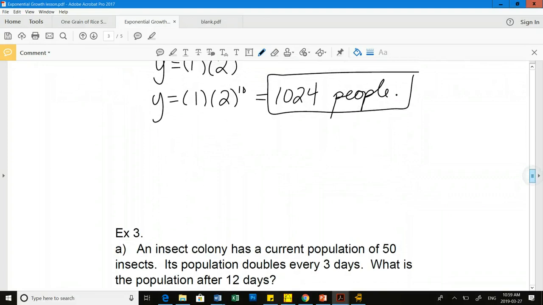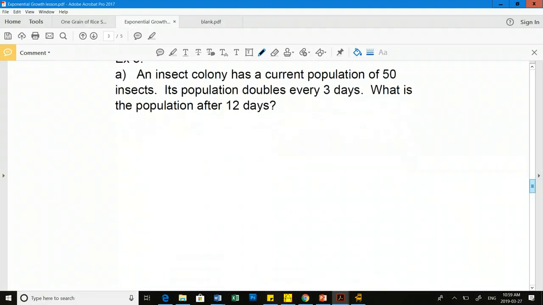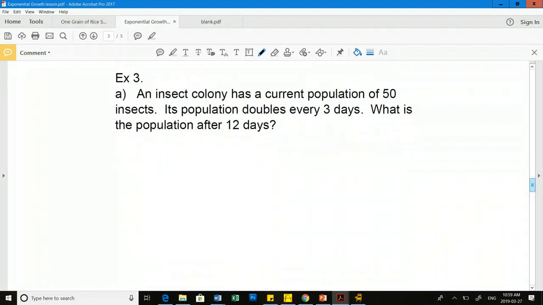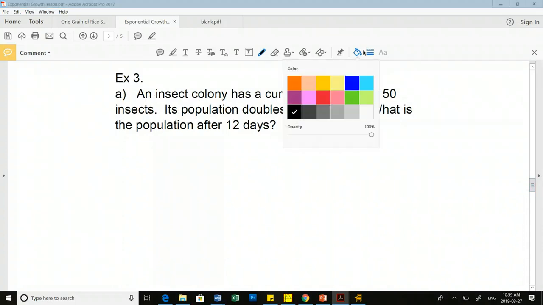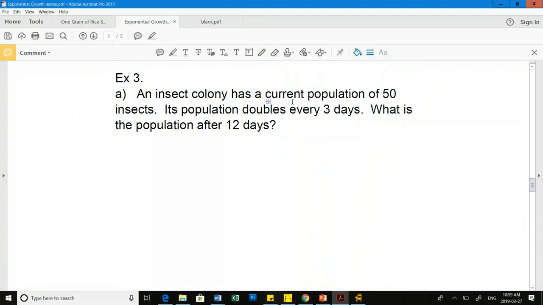Is everyone good with this? I can scroll? Okay. An insect colony has a current population of 50 insects. I'm going to underline that because I think that's probably important. Current population of 50 insects. What does this have to do as far as y, a, b, and x? Which variable is this represented by? A, yep, initial population, good.